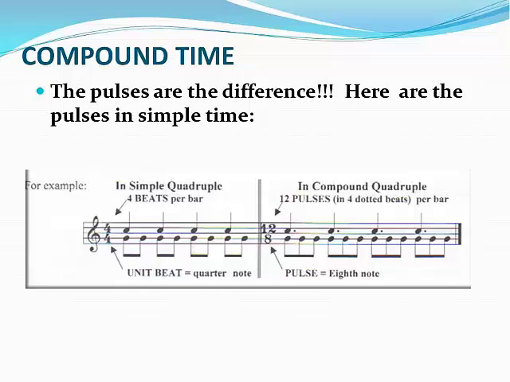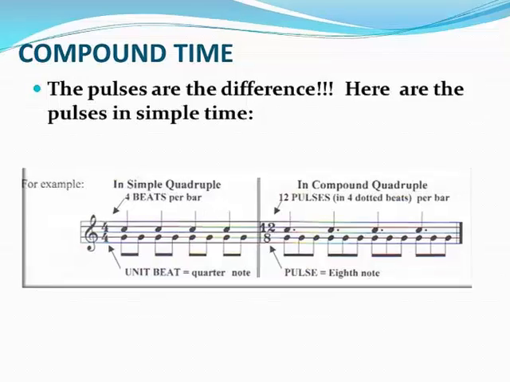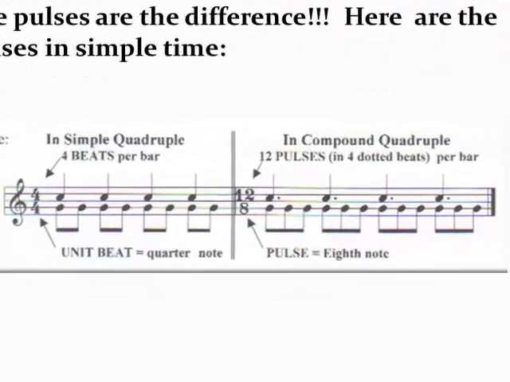In this slide, you see a sample of simple quadruple, 4/4 time. The unit beat is a quarter note, and we have 4 quarter notes in each measure. We have 4 beats in the measure, with the quarter note getting 1 beat. In compound time, we have 12 pulses in each measure, and an 8th note is 1 pulse. When we group our notes together, we discover that we have 4 beats, and each beat is a dotted quarter note. Here's the difference in the sounds.